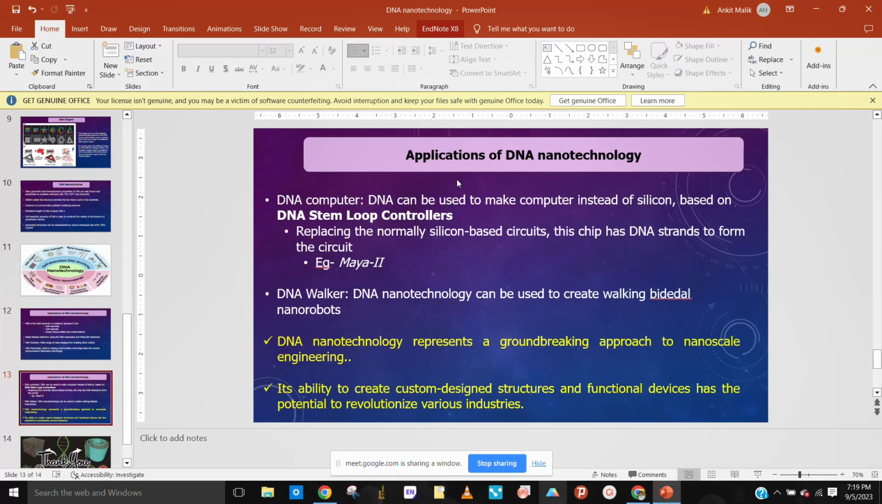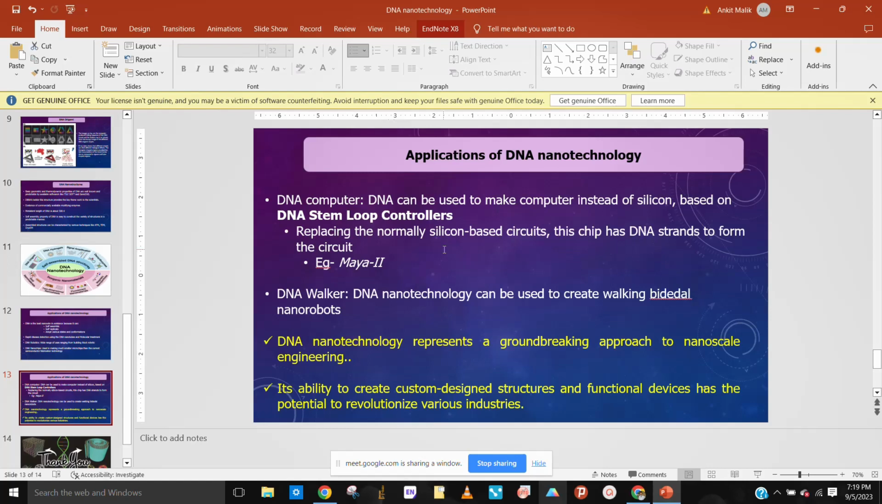Then DNA computers. Nowadays, a nano DNA computer exists, called Maya 2. When you Google Maya 2, it is made with DNA semiconductors instead of silicon-based semiconductors. So DNA can be used to make computers instead of silicon, based on DNA stem loop controllers. These DNA stem loop controllers are used for making these computers. Replacing the normal silicon-based circuits, this chip has DNA strands to form the circuit. The example I told, the Maya 2 computers. And DNA walker. DNA nanotechnology can be used to create walking bipedal nanorobots.